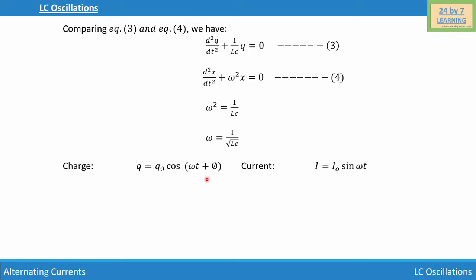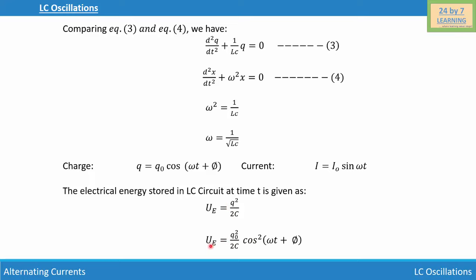Now let's find the electrical energy. The electrical energy stored in the LC circuit at time t is given as UE is equal to Q square over 2C. Now let's substitute the value of Q from here, and we will get UE is equal to Q0 square over 2C cosine square omega t plus phi. And this is how we will define the LC oscillations.